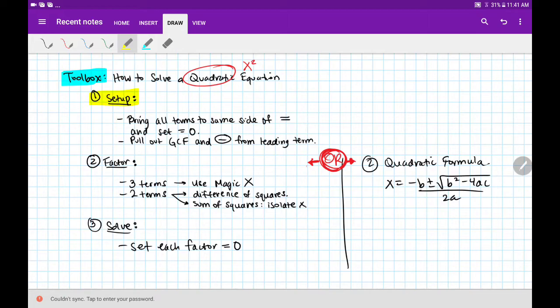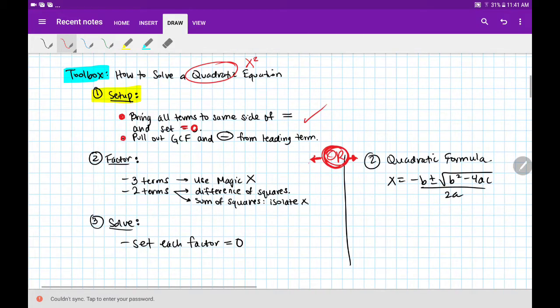Number one, we need to set up properly. That means bring all the terms to the same side of the equal sign and set it equal to 0. This is so important. Check that first. Next, still part of our setup, we're going to pull out the greatest common factor. And if there's a negative in the leading term, we're going to factor that out also.